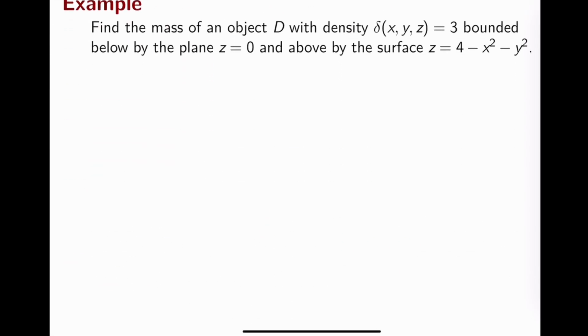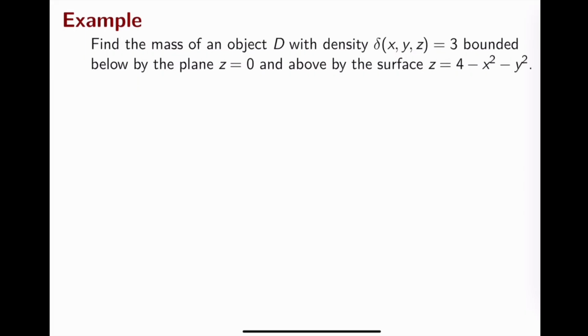So, for instance, to calculate the mass of an object D whose density is 3, I mean it is uniformly dense, in all the points of the object the density is equal to 3. And this object is bounded below by the plane z equals 0. So if we have our system of coordinates here, the plane z equals 0 will be the plane of the floor, of the ground. And above it is bounded by the surface z equals 4 minus x squared minus y squared.